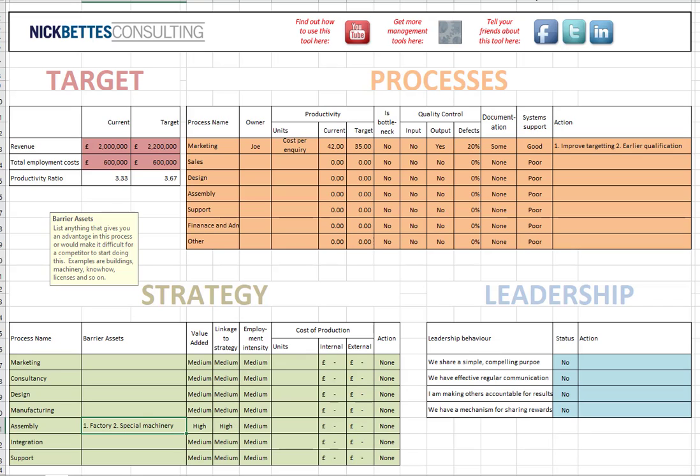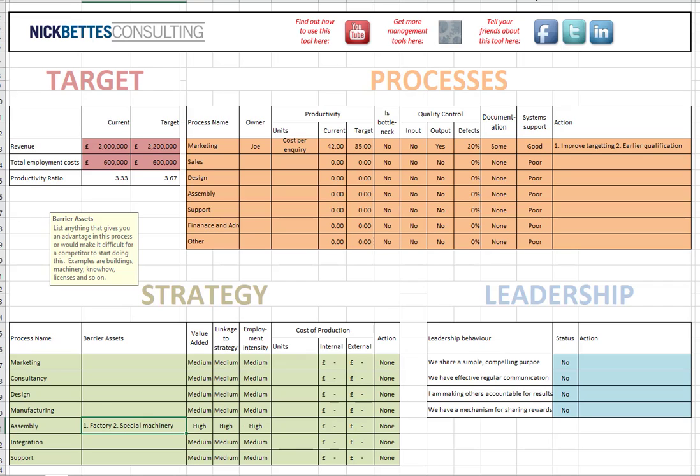We're looking at the linkage to strategy column now. How important to our strategy is it that we own the assembly stage? Again, we're saying it's high. We're saying that our positioning in the marketplace, maybe it's about quality of production or perhaps it's technically advanced, but something about the way we assemble it is supporting or contributing to our strategic positioning. So it's a high linkage to strategy, the fact that we do assembly.